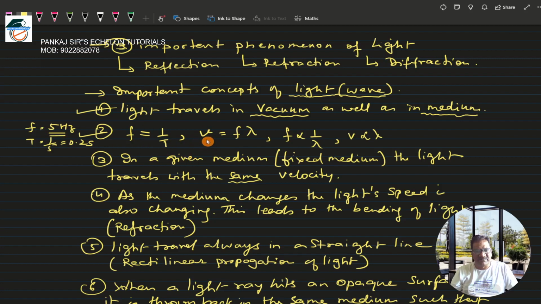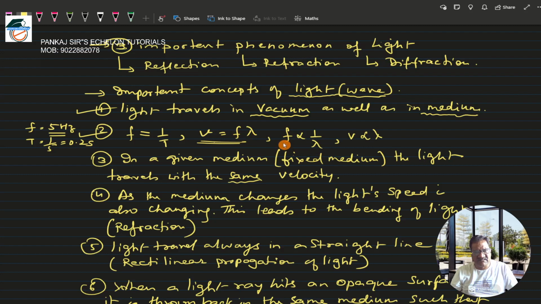Second relationship is v is equal to f into lambda. v is the velocity of the light wave. Now this is in general for any wave. Velocity of any wave is equal to the frequency of that wave multiplied by the wavelength of that wave. So this is another relationship that you should remember. Velocity is frequency into wavelength.